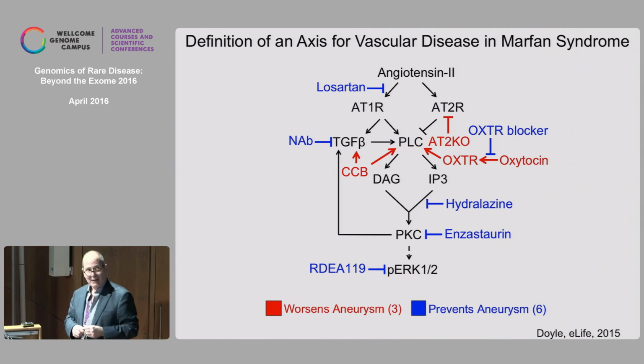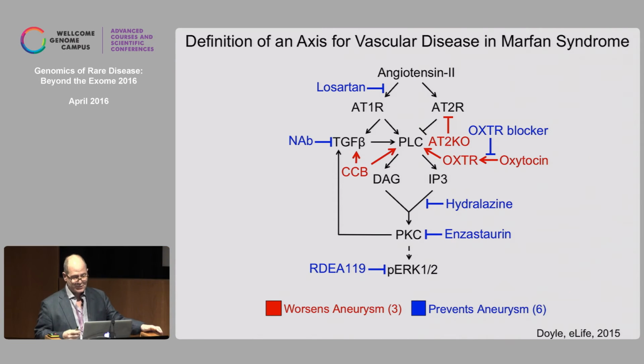So all in all, we do have a new mechanistic axis for vascular disease in Marfan syndrome. We've poked and prodded this pathway in every way that we could imagine and found that all three manipulations that were predicted to worsen aneurysm indeed did worsen aneurysm, whereas all 6 provocations expected to attenuate or prevent aneurysms had a substantial protective effect. You might ask, this is all fine and good. We've learned a lot about mice. Does this have any relevance to people with Marfan syndrome?